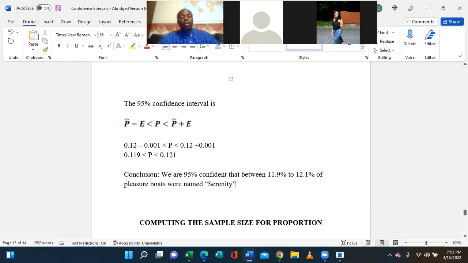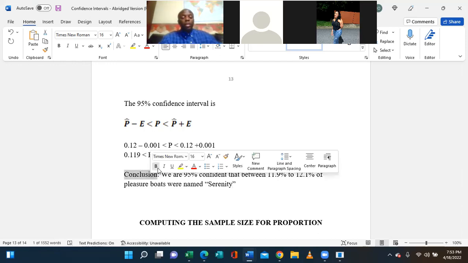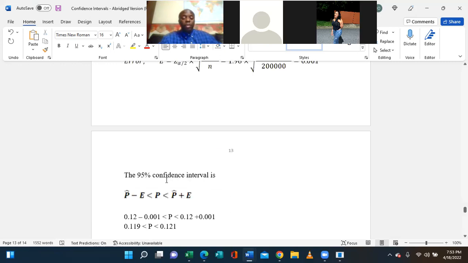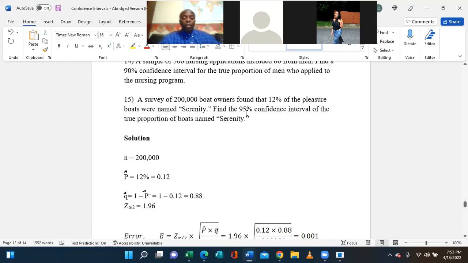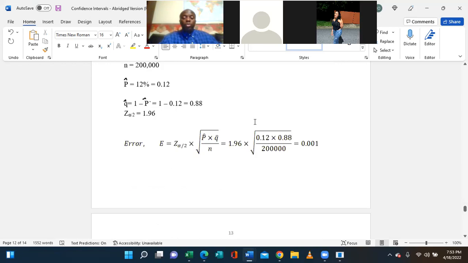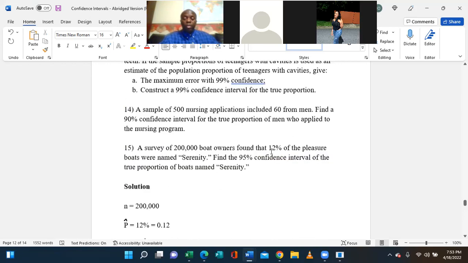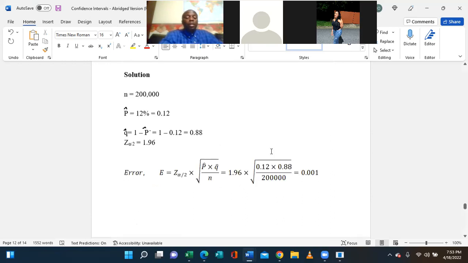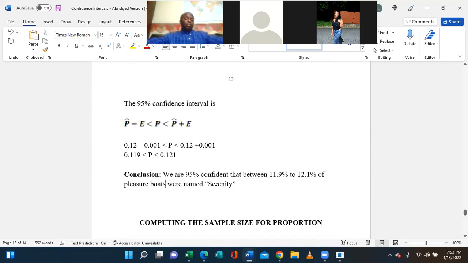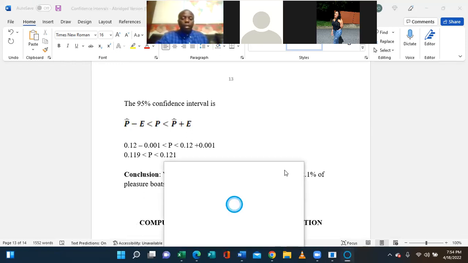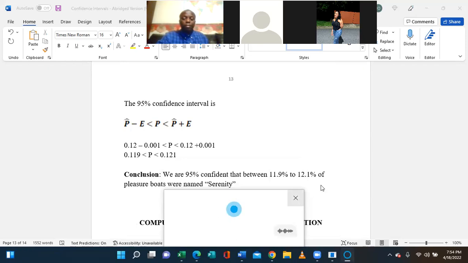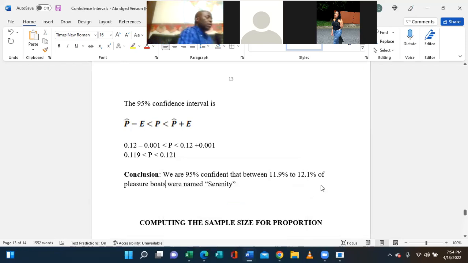See? And that's it. When they don't give you the X and N, you use the percentage that they gave you, which is this one, 12%, as your p hats. I arrive at this. Any question on this? Any question? No. Very good.